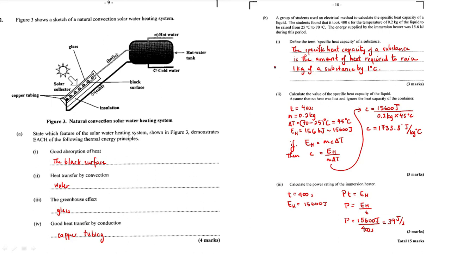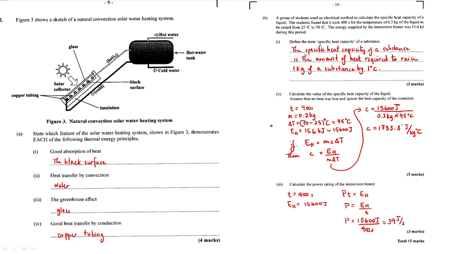Okay, the specific heat capacity of a substance is the amount of heat required to raise 1 kilogram of a substance by 1 degree Celsius. You hear how specific that is? You need 1 kilogram, and you need to raise it by 1 degree Celsius. That's what we're looking at. That's what you need to have for 3 marks.